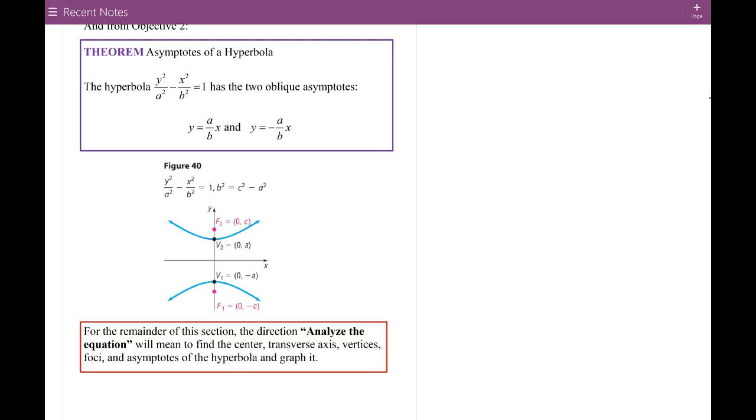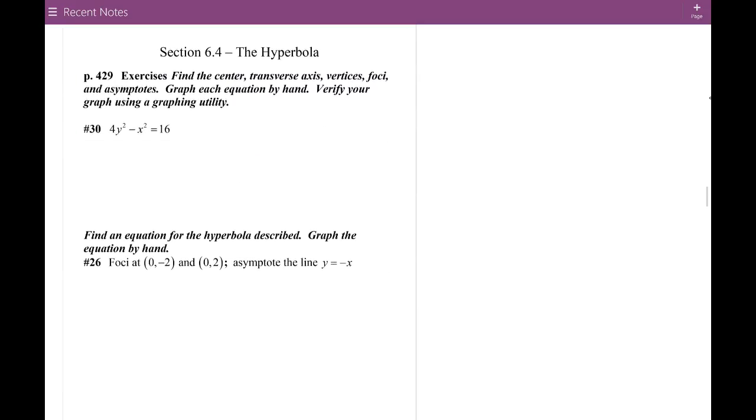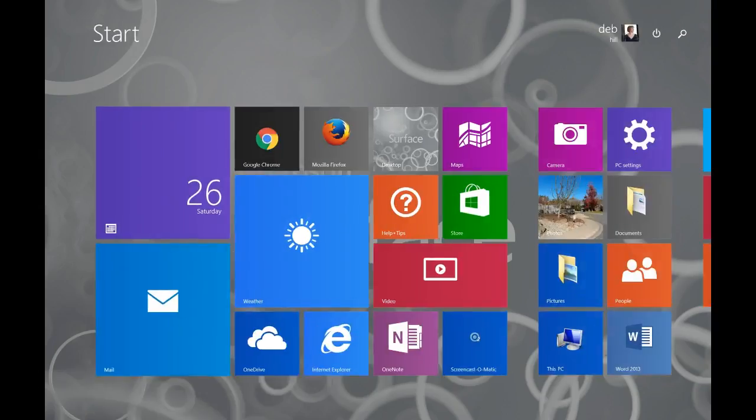So for the rest of this section, analyze the equation means find the center, transverse axis, vertices, foci, and asymptotes of the hyperbola, and then graph it. Okay, so I'm going to make another movie with the exercises so that we have time to do them carefully.